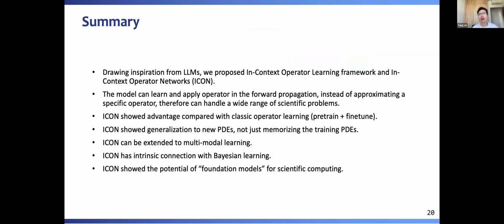I think we can try to draw some conclusions now. We draw inspiration from large language models and propose the in-context learning framework and the in-context operator networks. The model can learn and apply an operator in the forward propagation instead of approximating a specific operator. Therefore, it can handle a wide range of scientific problems. This shows the advantage compared with classical operator learning, with pre-training and fine-tuning, and shows generalization to new PDEs, not just memorizing training PDEs. This can be extended to multimodal learning and has an intrinsic connection with Bayesian learning, and shows the potential of foundation models for scientific computing.